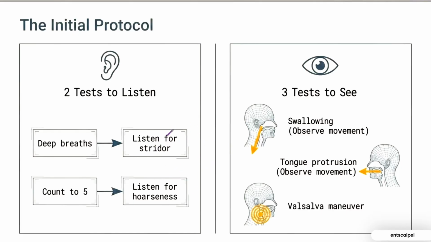The doctor asks the patient to swallow a sip of water. They ask the patient to stick their tongue out, which the text refers to as tongue protrusion. And finally, they have the patient perform the Valsalva maneuver. The Valsalva maneuver, which involves the patient bearing down, similar to the pressure you create when you're going to pop your ears on an airplane.